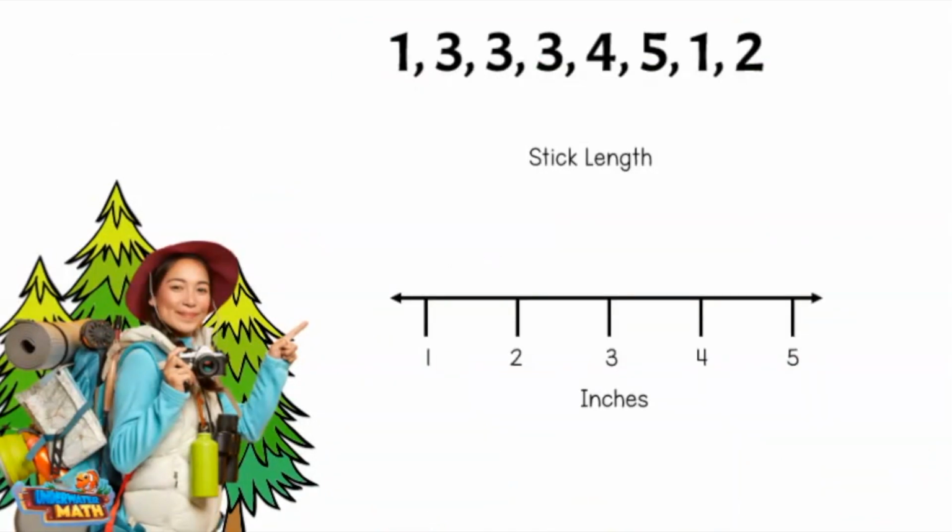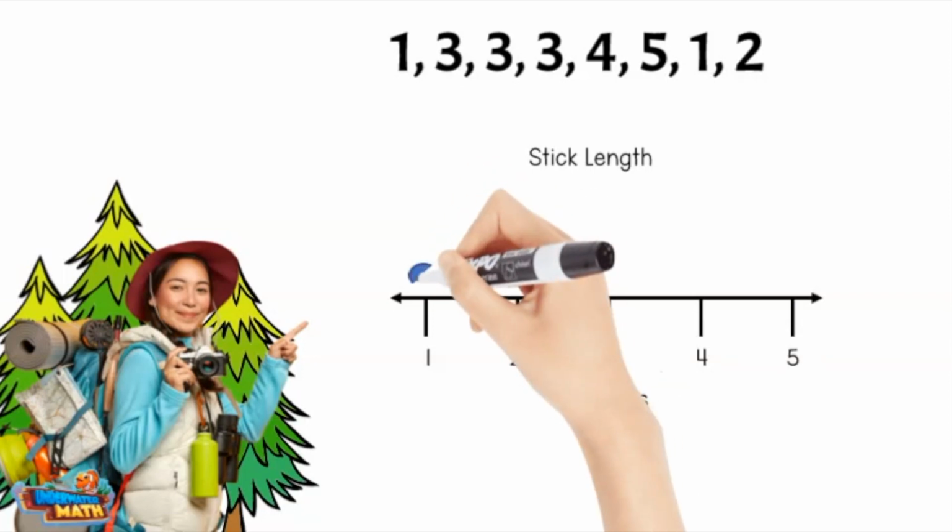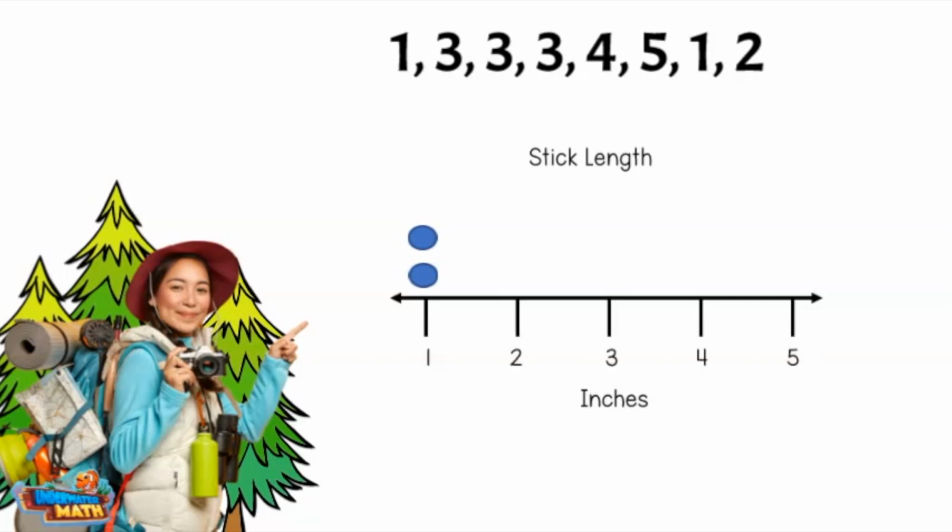More data to collect. This time I measured the length of 8 sticks in inches. I will use a line plot to represent the information. The measurements are listed above. The numbers on the number line represent the length. I start by finding all the measurements of 1. There are 2 ones. This means I will make 2 dots above the 1.